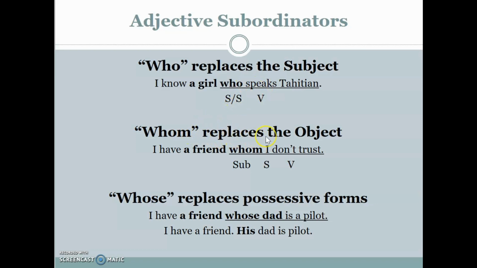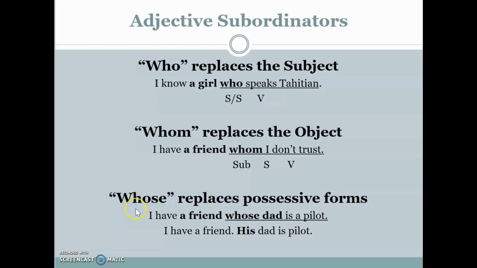Whom replaces the object in the dependent clause. I have a friend whom I don't trust. The subject is I, the verb is don't trust, and whom replaces the object, my friend, if you convert this dependent clause into an independent clause. For example, I do not trust whom? I do not trust my friend. So the word friend is the object here, and it's replaced by whom.